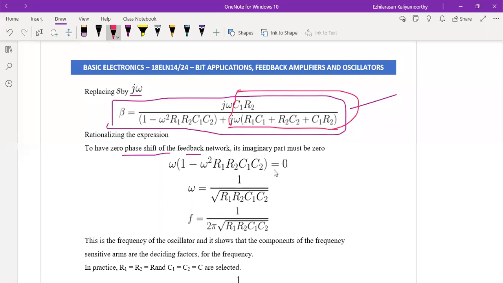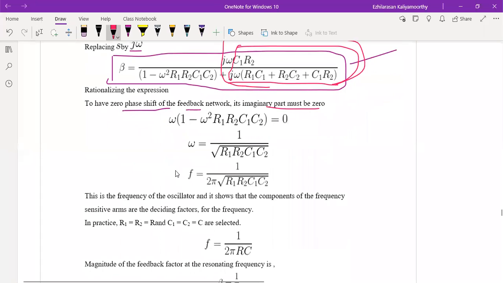Sorry, this is the real term. First the imaginary part must be 0, so consider only the real part. The imaginary part is 0, so it will be eliminated. So now omega into 1 minus omega square is equal to 0. Then omega is equal to 1 divided by root of R1 R2 C1 C2, where omega is equal to 2 pi f. Substitute for omega, then f is equal to 1 by 2 pi root of R1 R2 C1 C2.